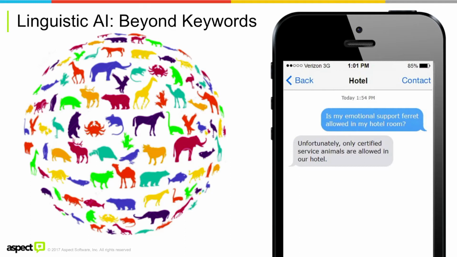And I don't care what kind of animal they're asking to bring into this hotel. If it's not a certified service animal, it's not allowed. So we want to be able to build a classifier around that kind of intelligence, so we don't have to provide those examples and teach it.